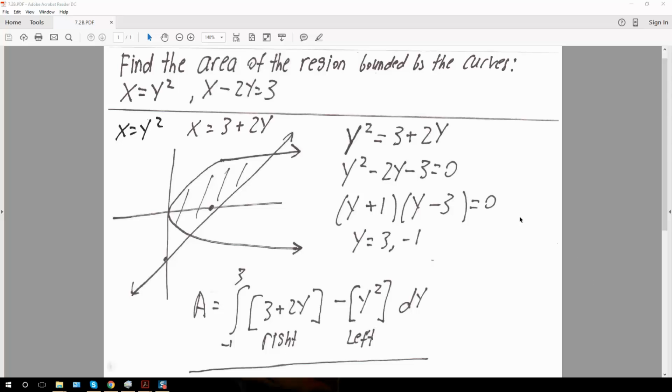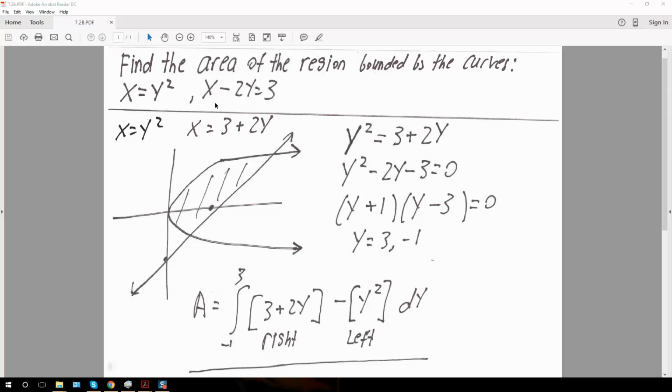Okay, in this tutorial we want to find the area of the region bounded by the curves x equals y squared and x minus 2y equals 3. So the first thing we want to do is actually graph what we have. x equals y squared is simple, it's this, because we know that y equals x squared would produce this shape, so it's just kind of the opposite.